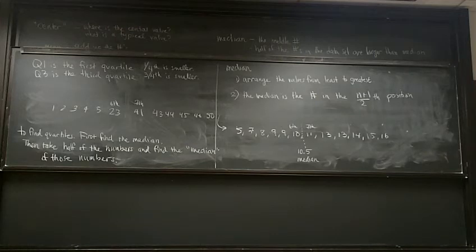For both lists of numbers, the list on the left half and the list on the right half, we can find Q1 and Q3 for both ones.